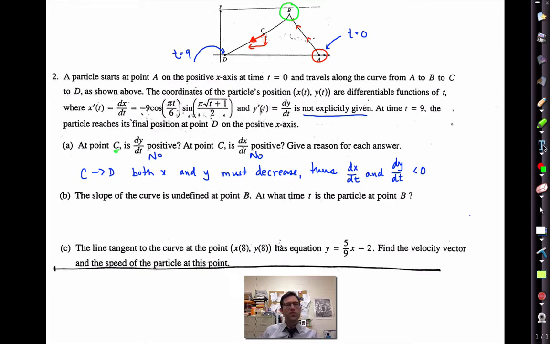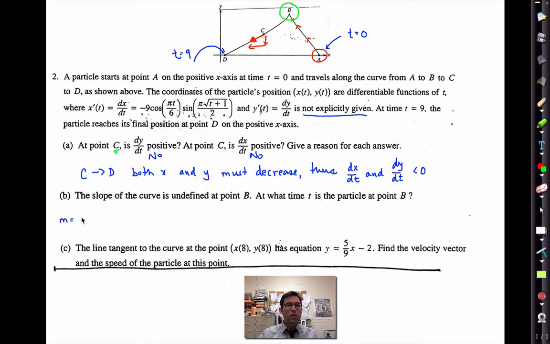Again, pause the video. This is a nice thinking problem. Unlike problem 1, which was very mechanical, each one of the parts of this problem requires some real thinking. So I want you to pause the video right now and think about how we could figure out the time at which the particle has an undefined slope. All right, let's take a look at it.